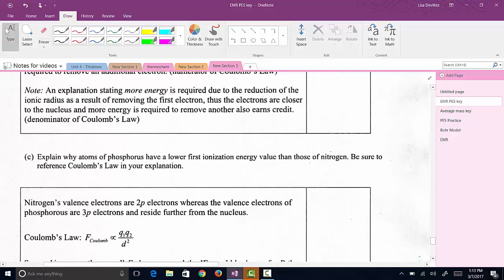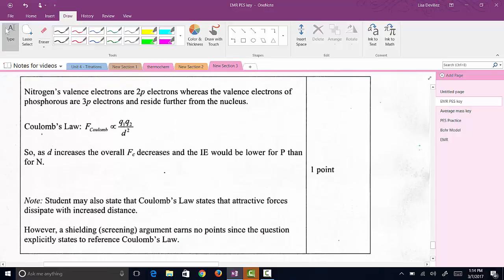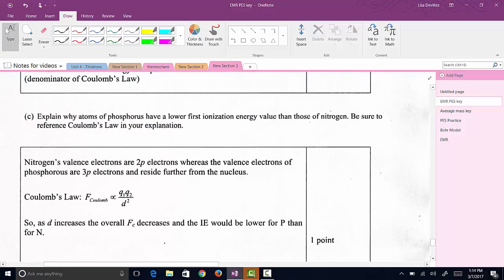Okay. And then the next one said, explain why atoms of phosphorus have a lower first ionization energy value than those of nitrogen. Okay, so if we look at phosphorus and nitrogen, they are right above each other. That means nitrogen has its outer electron in the 2p, and phosphorus has its outer electron in the 3p. So we're comparing a difference in distance. You should have said something to the effect of, again, based on Coulomb's law. And on this one, did it ask you? Yes, it did ask you to reference Coulomb's law in your explanation.